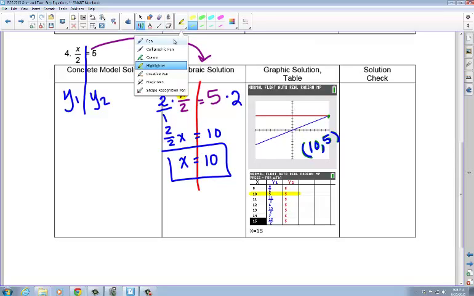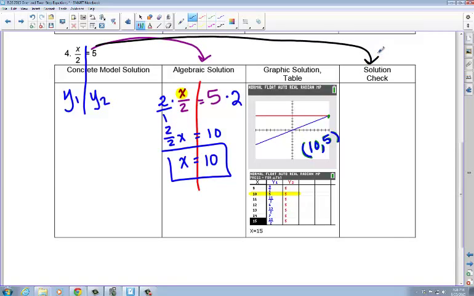Okay, so now it's time to check my work. I'm going to take the original problem and I'm going to write it into solution check. X divided by 2 is equal to 5. And I'm going to use my highlighter to remind me of what my solutions were with all three methods. My first method, the algebraic solution, I got 10. The second method with graphic solution, I got 10 for my x value. And my third method with the table, I got 10.